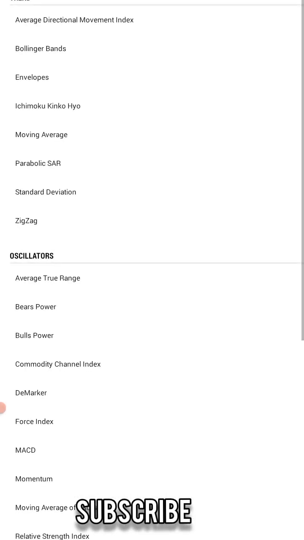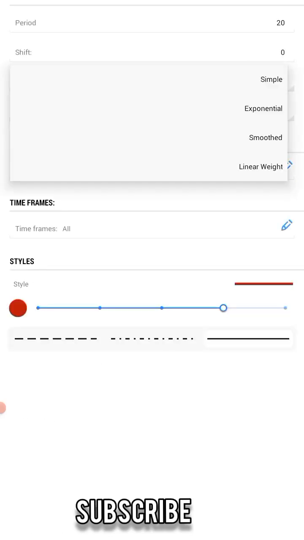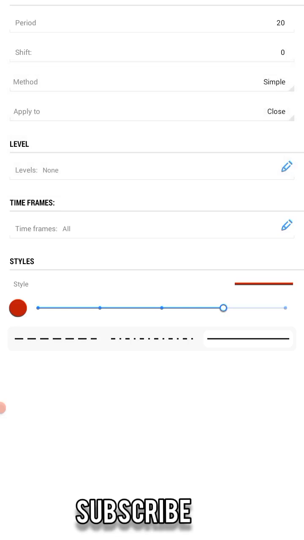Very powerful. Now, the next is our moving average 20 again, but this time we're not using linear weight. We're using simple. Why we use linear weight is because we want to know the instances when there is demand and supply. Linear weight always works with demand and supply. I know most traders will not tell you this secret. The simple one gives accuracy.